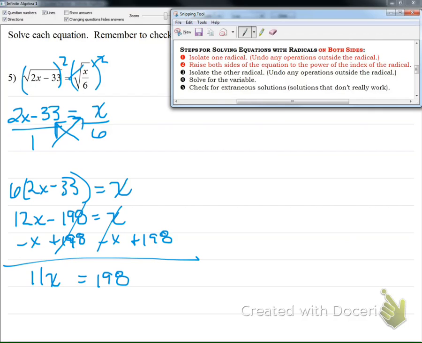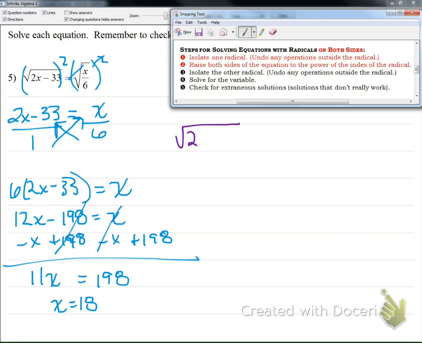Alright, so after I combine like terms, my final step is I need to isolate my variable. I have an 11 that's beside the x. If it's beside it, you have to divide it. So divide both sides by 11. And you'll get x is equal to, well, 198 divided by 11 is 18. Because our equation had a radical in it, you have to remember to check to see if it's a solution that really works.